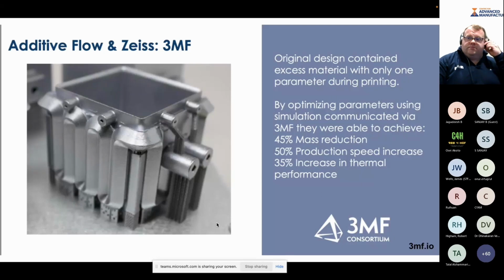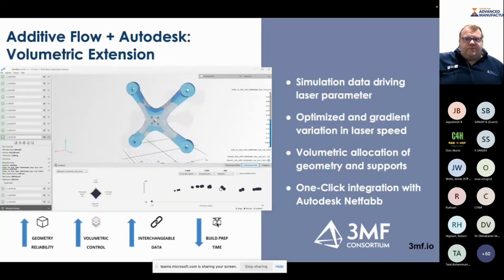Again, with additive flow, they're kind of the most advanced one for communicating the volumetric extension at the moment. But we have a group of startups who are about to adopt it. You'll see information about that coming online soon. So again, what we're doing is we're communicating more than just the outside surface of an object. We're describing what's happening in every voxel.